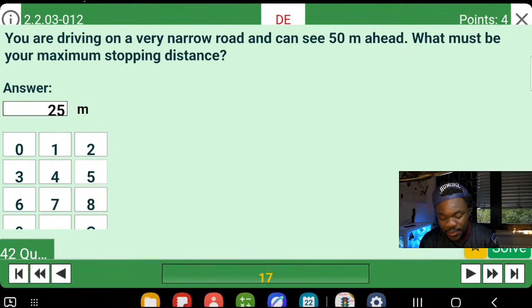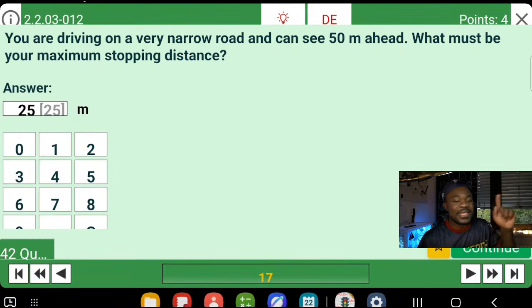I'm seeing some people are saying 40 meters. They are not asking us what is your stopping distance according to the rule of thumb. They are telling us that we are traveling on a narrow road and we can see 50 meters ahead. What must be your maximum stopping distance? It is very different compared to a question where they're asking maybe you're traveling at 50 kilometers per hour, you brake normally, what is the braking distance or the stopping distance? That is different.